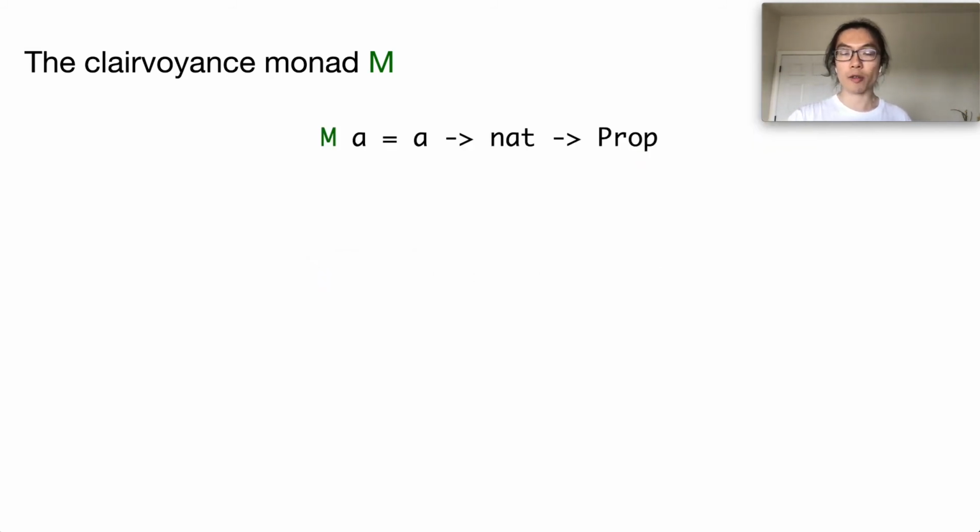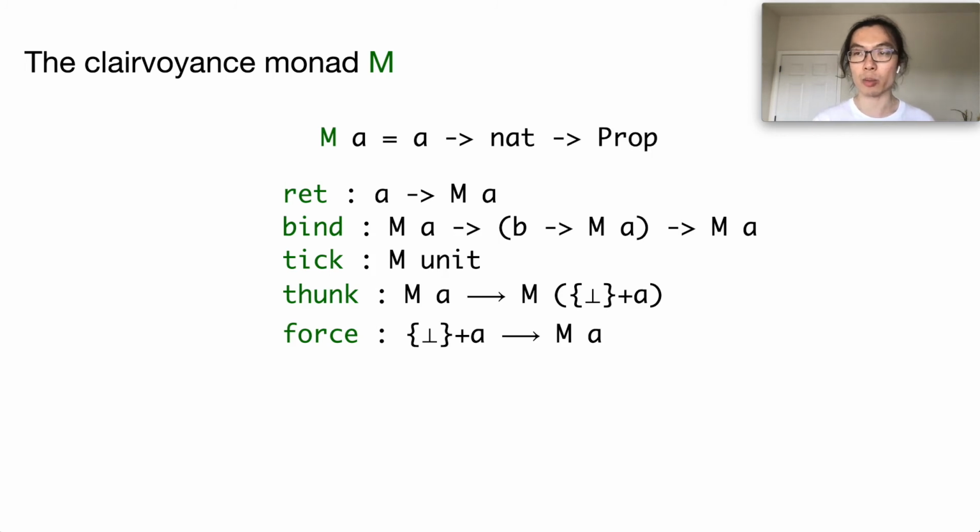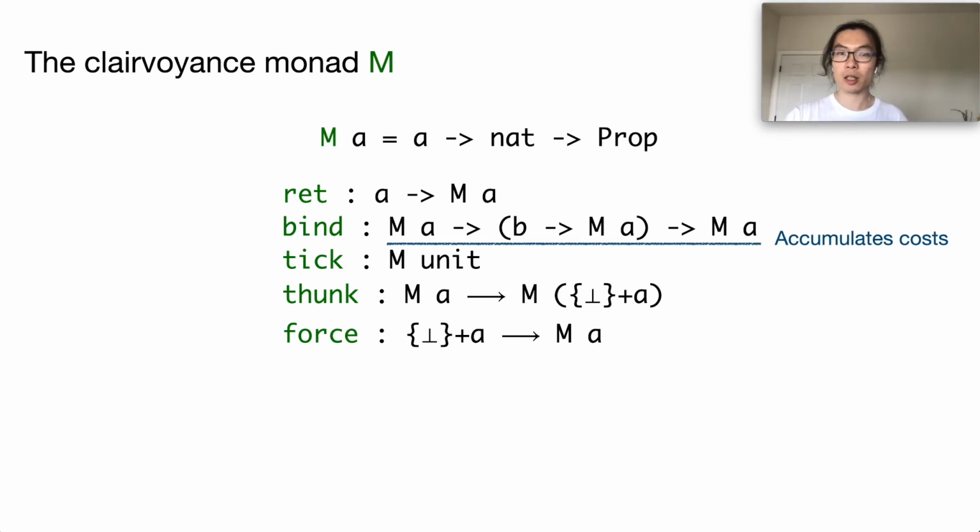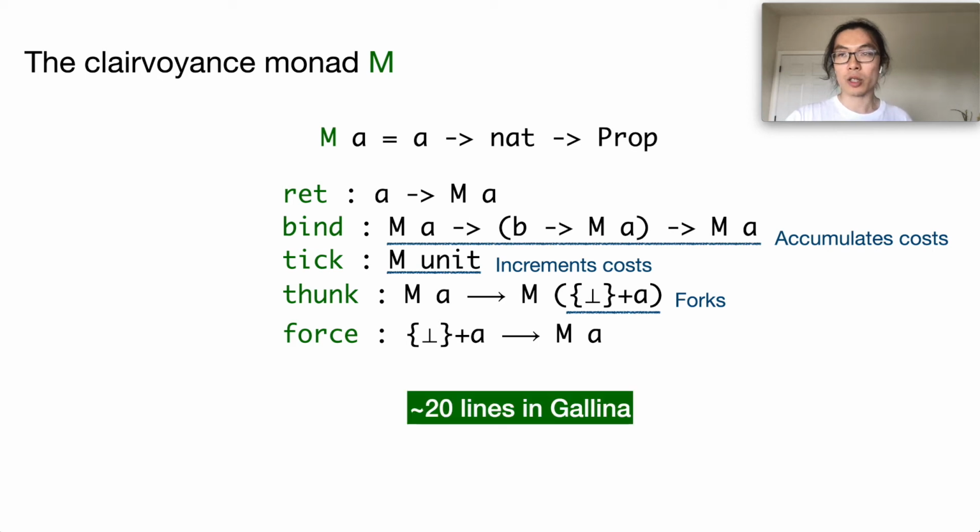We can define the following operations on the clairvoyance monad. The first two operations are the monadic operations. In particular, bind is the operation that accumulates the cost across the program. The tick operation is the operation that increments the computation cost. Thunk and force are the operations that model non-determinism. All these operations can be defined using around 20 lines of code in Agda.